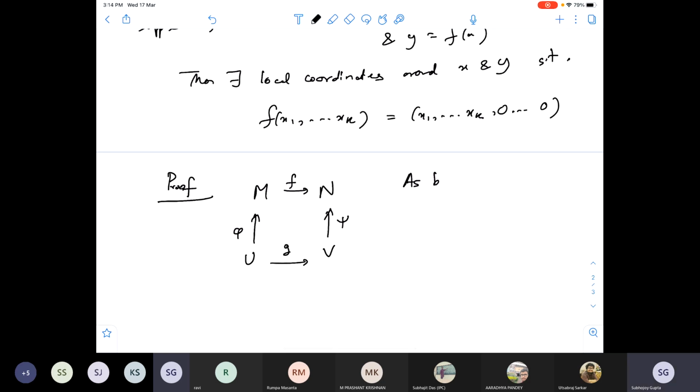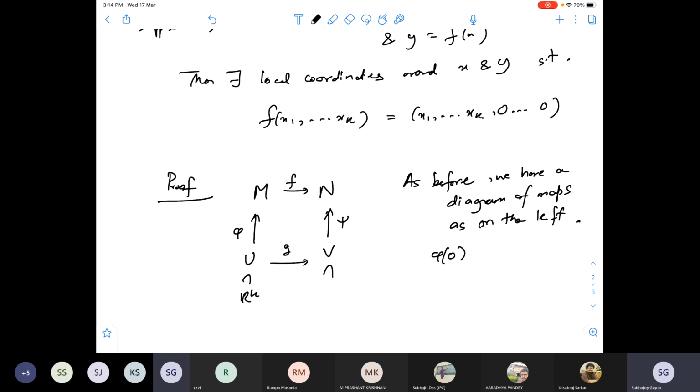This is something we've seen, this diagram, last time. We have a diagram of maps on the left, and here we are assuming phi of 0 is x. These are open sets in R^k and R^l respectively, and this map takes 0 to x, and this map on the other side, this parameterization, takes 0 to y.